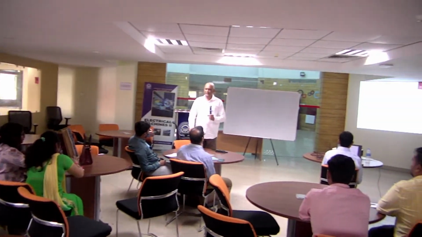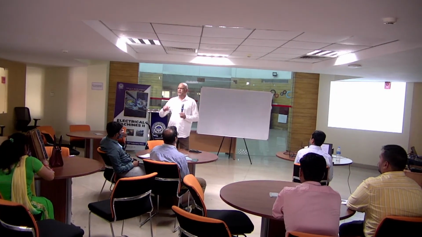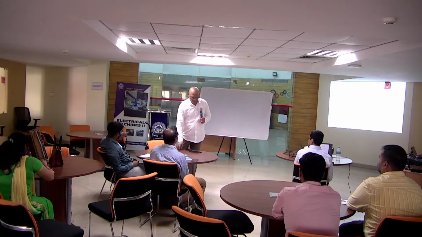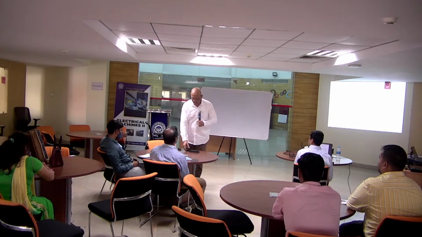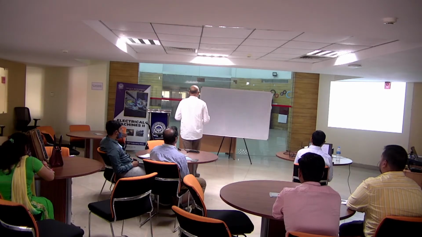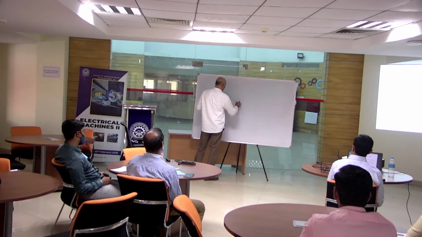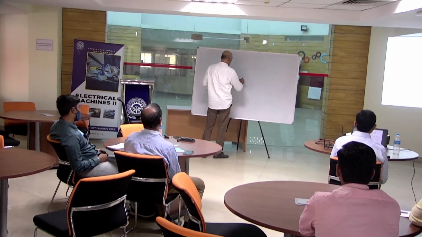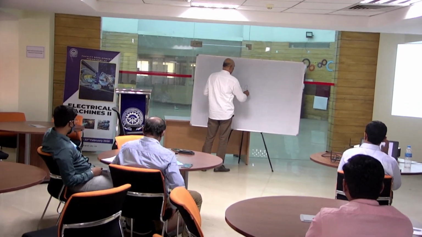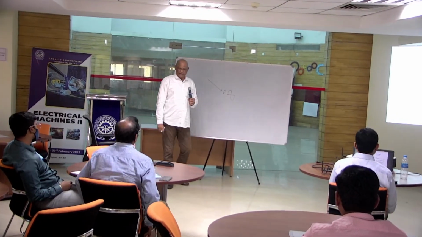So AC supply is given to the stator. So a sinusoidally varying voltage is produced and sinusoidally varying current is produced. That is represented by a vector. Suppose this one, this F. So this is sinusoidally varying. How to represent the sine quantity?